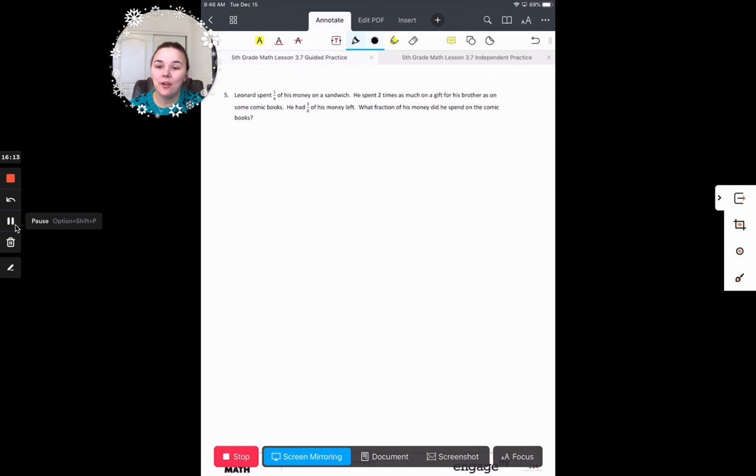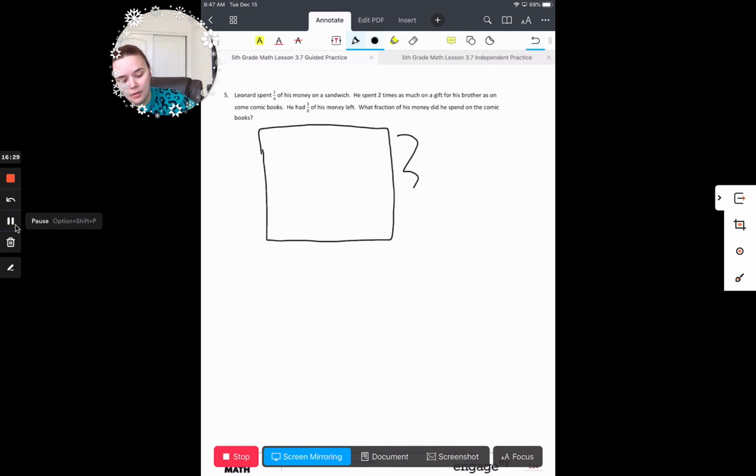Alrighty, so just like with all of our word problems, we have a couple of different ways that we can solve this. So I'm going to show you one of them. I'm going to make a box to represent all of the money that Leonard has. This is all, I'm just going to call him L, all his money. So we know that he has 3/8 of his money left over. So we're going to work in eighths, since 8 is also a multiple of 4. So we should be safe working with eighths.